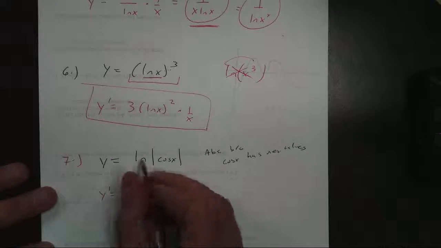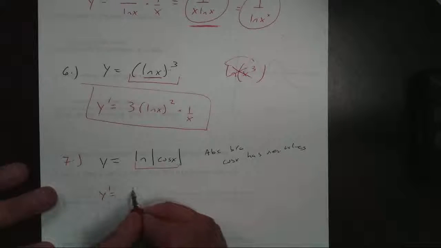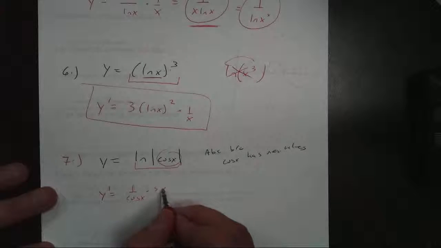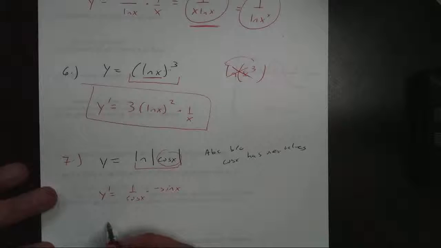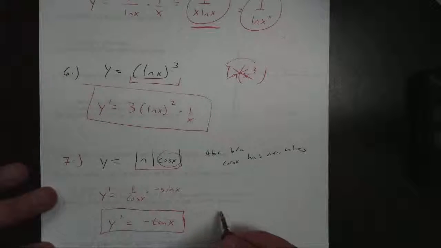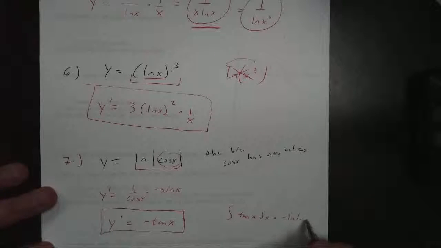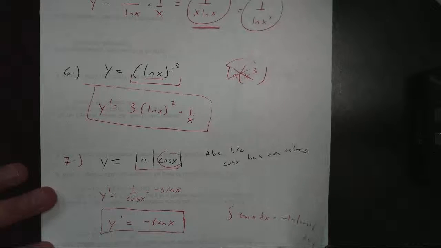dy dx, chain rule, derivative of the outside, I get 1 over cosine of x times the derivative of the inside, negative sine of x. And if you notice, this is just the negative of the tangent of x. So now that's going to allow us to take the antiderivative of tangent of x. We're going to be able to do this rule now. We get negative natural log of the absolute value of cosine of x plus something else. Cool. All right, one more example and then you're done.